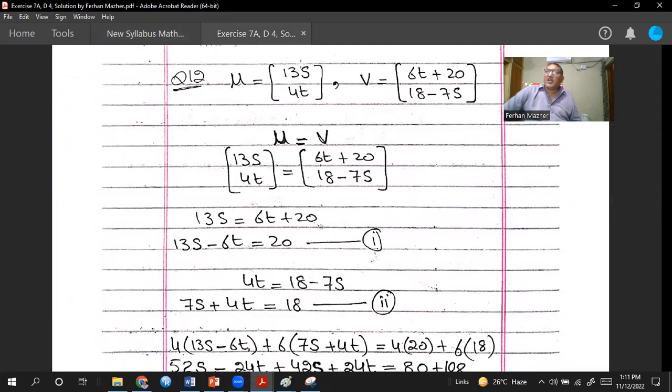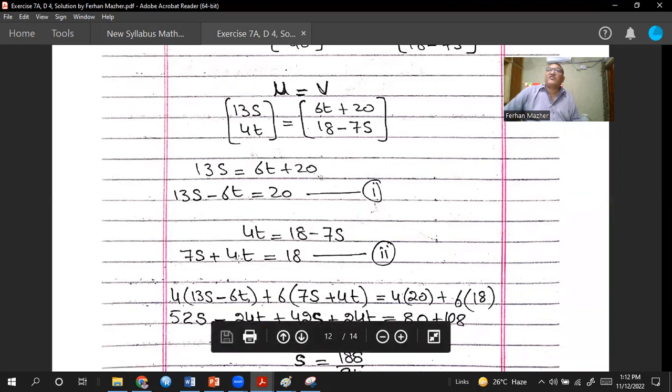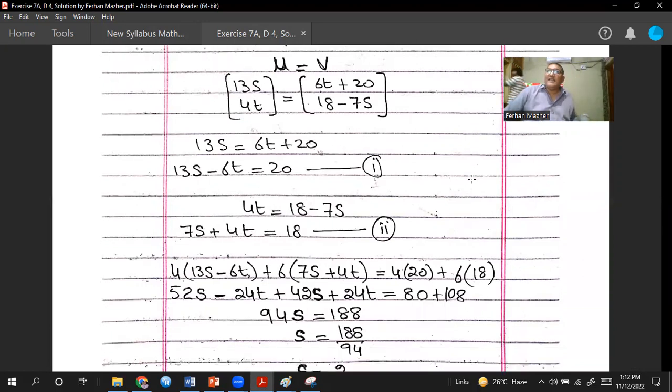So here's the column vector of the U vector, and here's the column vector of the V vector. These two vectors are equal to each other, so I will compare their X with the X and the Y with the Y. So 13S is equal to 60 plus 20. So 13S minus 60 is equal to 20. That is my first equation. Then 4T will be equal to 18 minus 7S. So 7S plus 4T will be equal to 18. Now these two are the simultaneous equations, so we can solve them very easily.